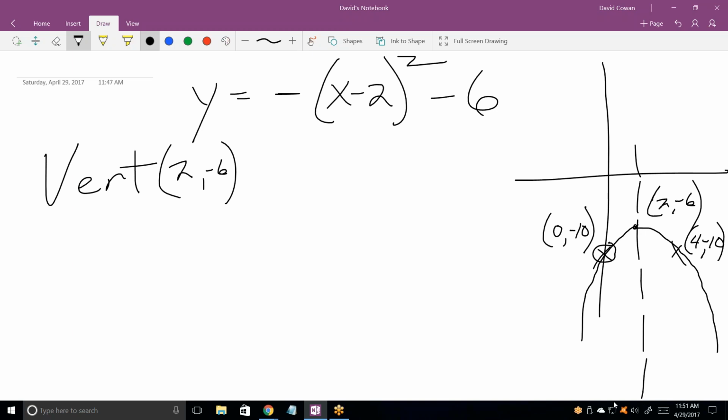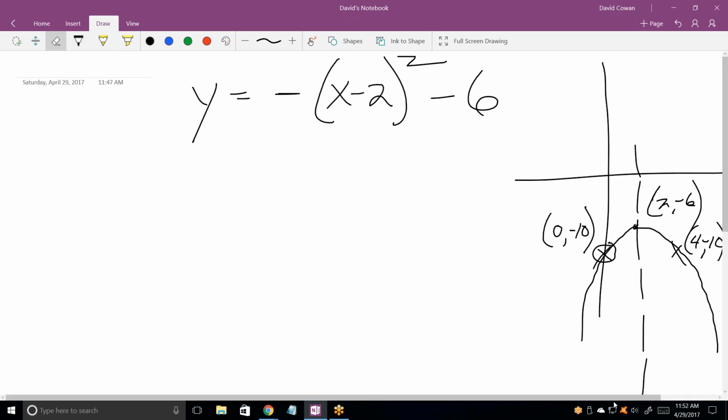You don't need 5. It's like 2 points determine a straight line. Well, you want 5, though. 3 points determine a parabola. Okay, well we got 3. All you got to do is pick one more value for x that's not 2 and not 0 and not 4. So let's do 1. Okay. What's y of 1 equal to?